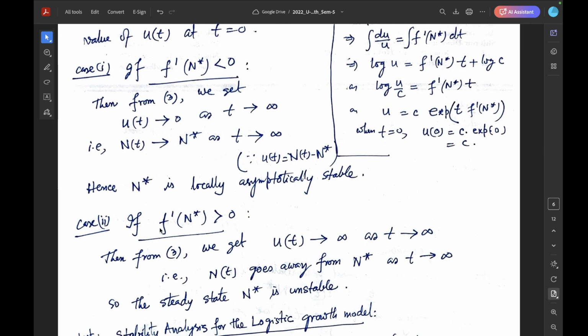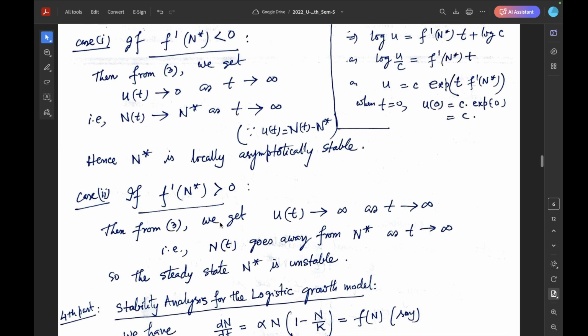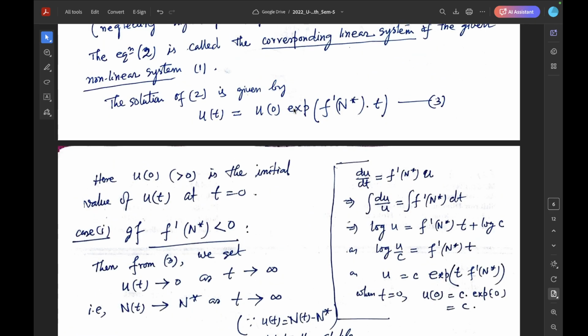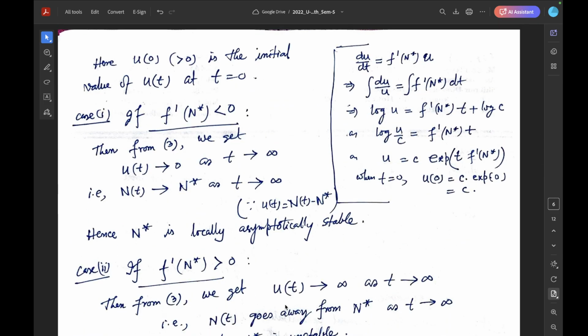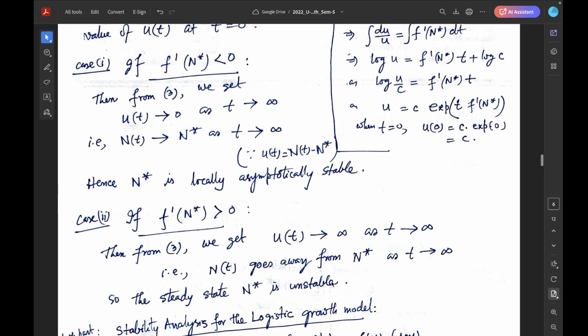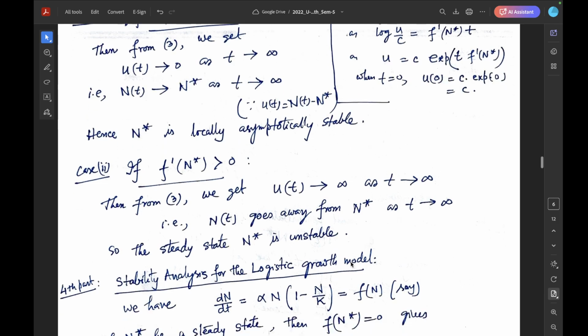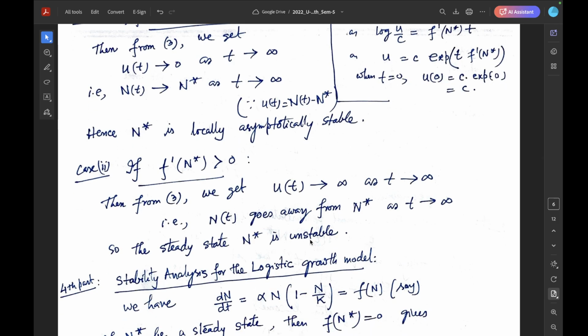Case 2, if f dash(n star) is greater than 0, from 3 we get e to the power positive infinity tends to infinity. So u(t) tends to infinity. And so n(t) moves away from n star as t tends to infinity. So the steady state n star is unstable.